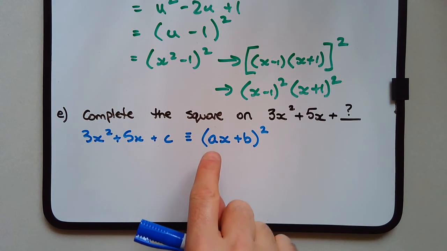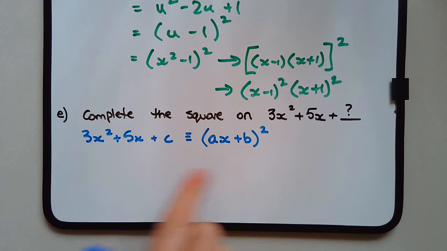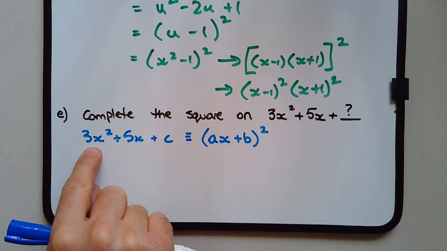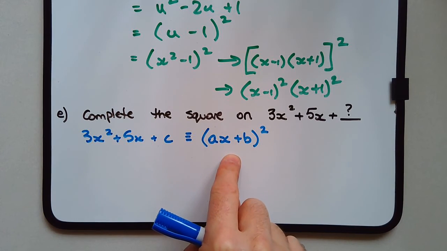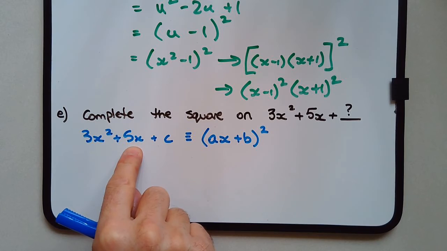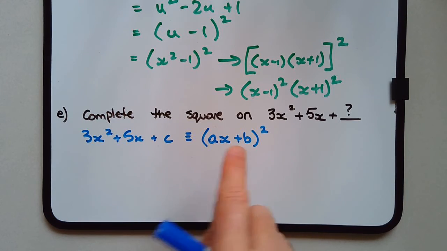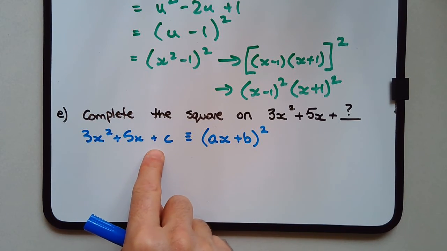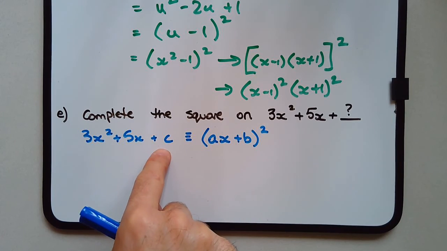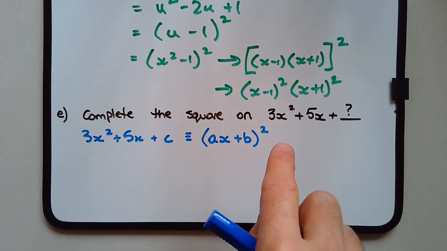So now if we expand this ax plus b, we can then do something called equating the coefficients, because the x squared term on this side should be equivalent to the x squared term on the right. The x term on the left hand side should be equivalent to the x term on the right hand side, and the constant term on the left hand side should be equal to the constant term on the right hand side.